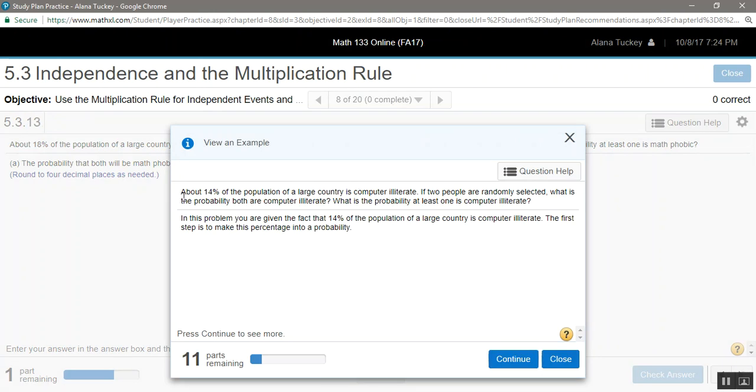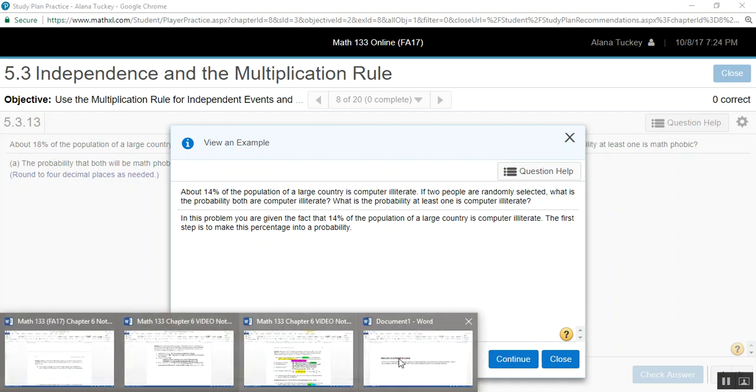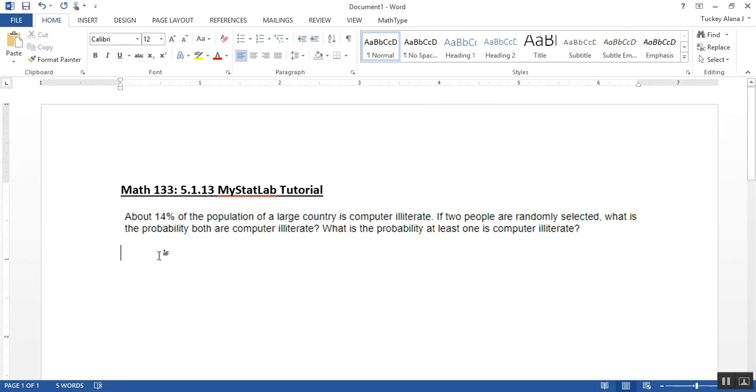So for our example, about 14% of the population of a large country is computer illiterate. If two people are randomly selected, what is the probability that both are computer illiterate? What is the probability that at least one is computer illiterate? Okay, so let me pull this up. So we want to know, for starters, the probability that both are computer illiterate.